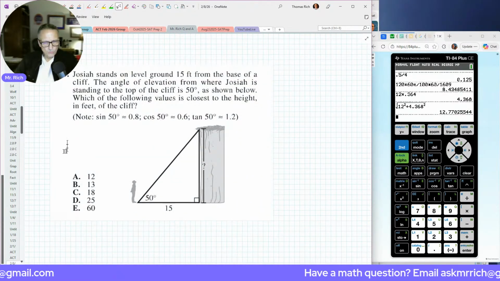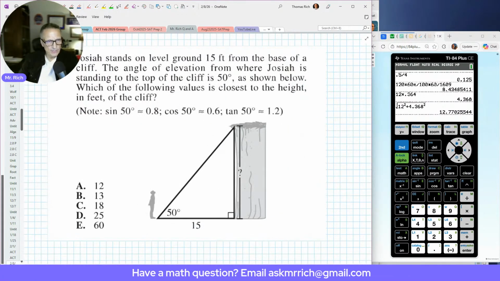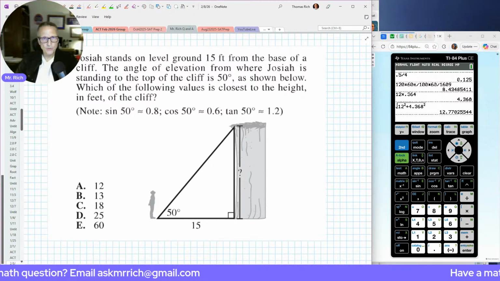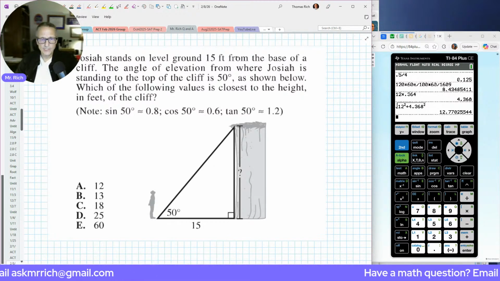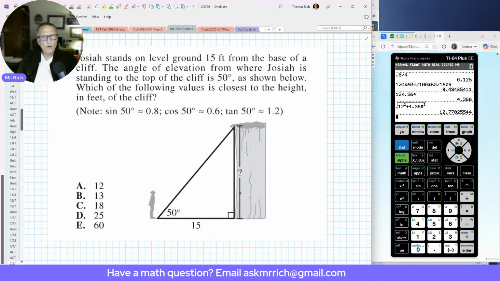All right, let's do one more of these. Notice that this is question 15. It does come from one of the earlier tests when we had questions 1 through 60. So this is meant to be a very easy problem. They give us all the information, and it's all marked on the triangle here. They want me to find this side.